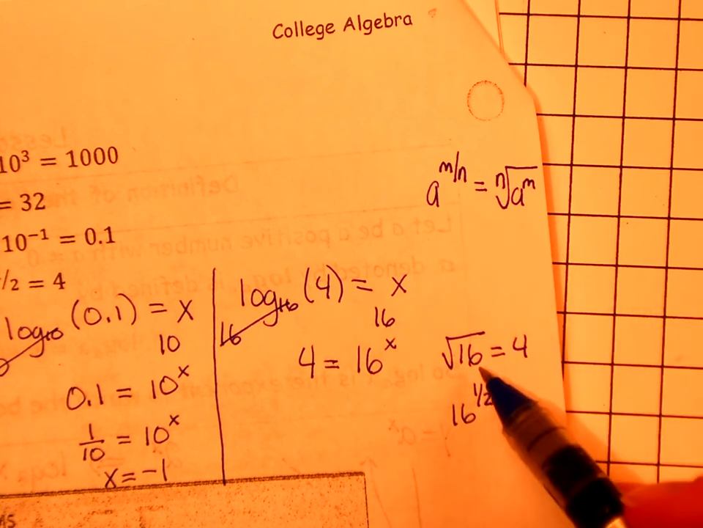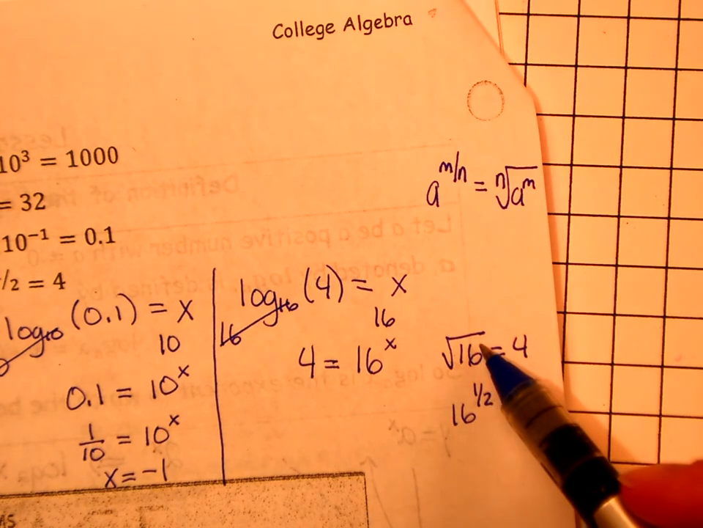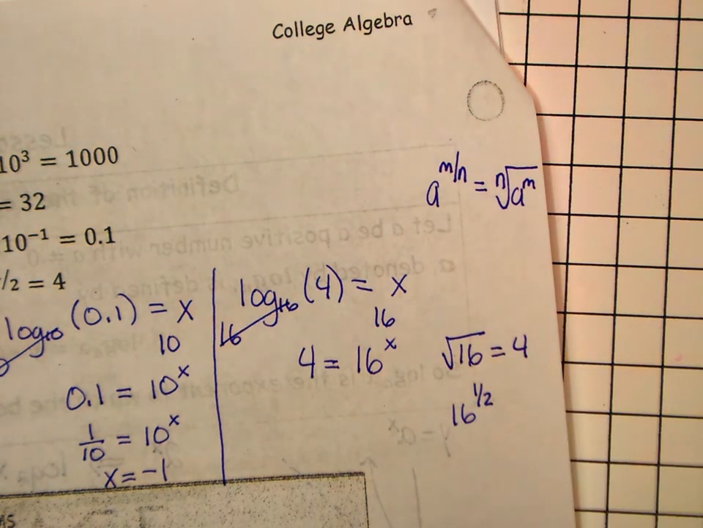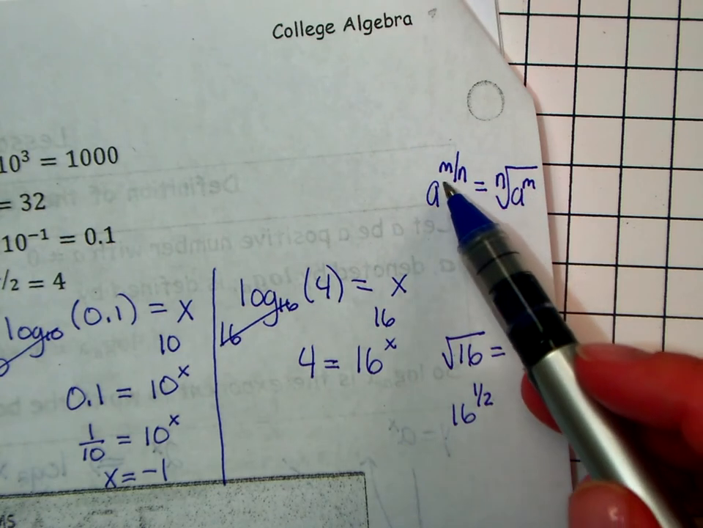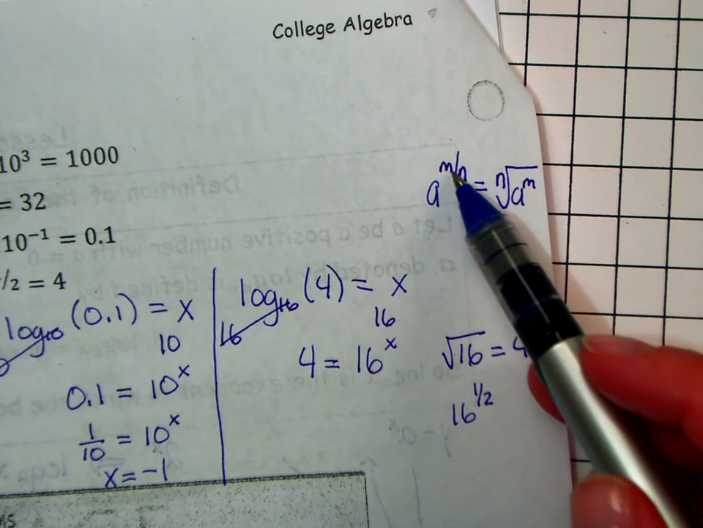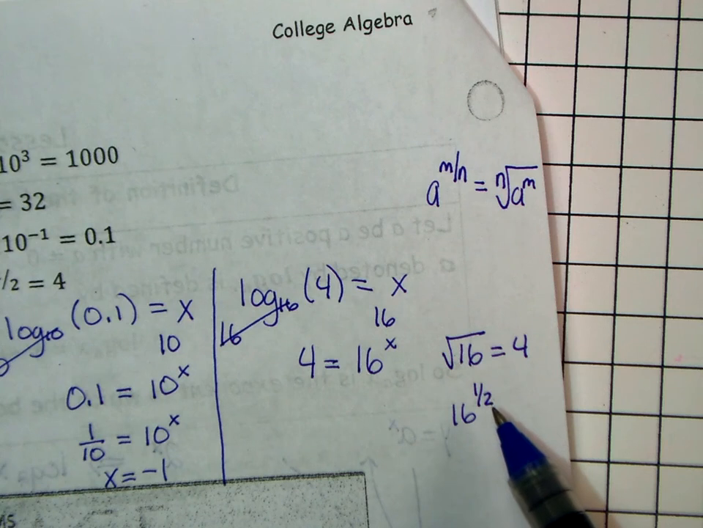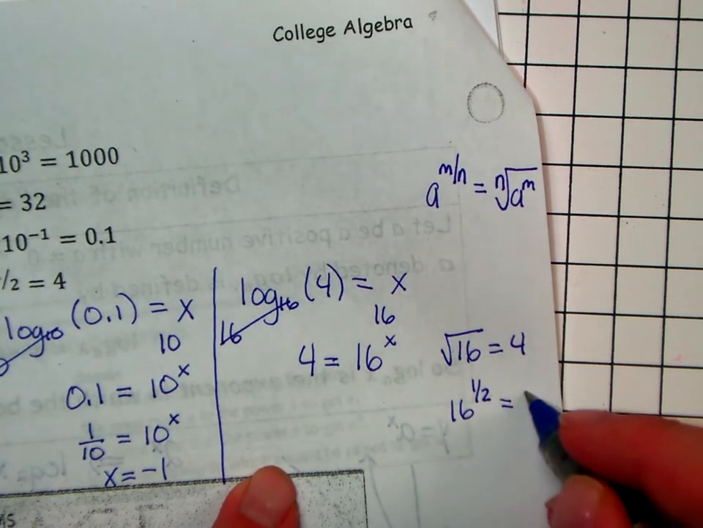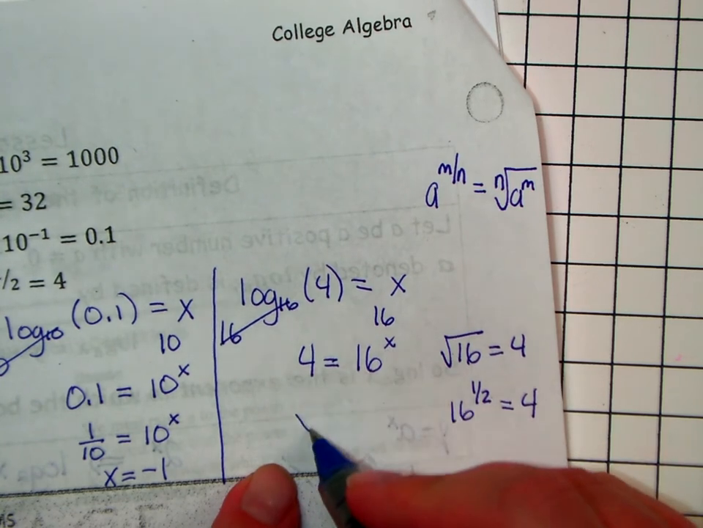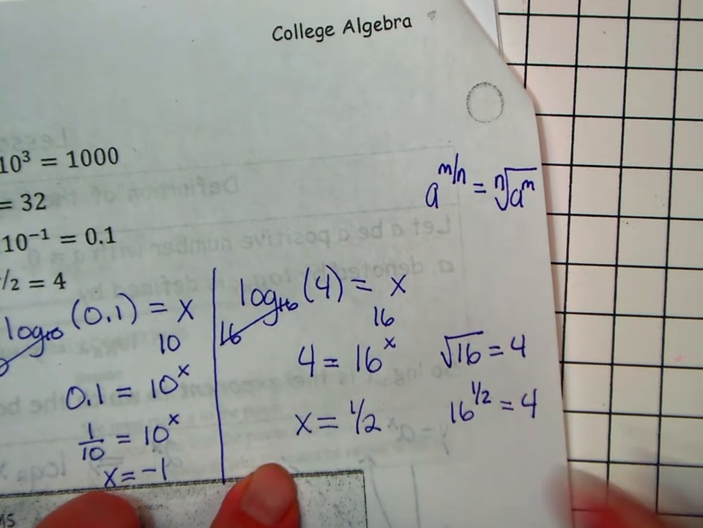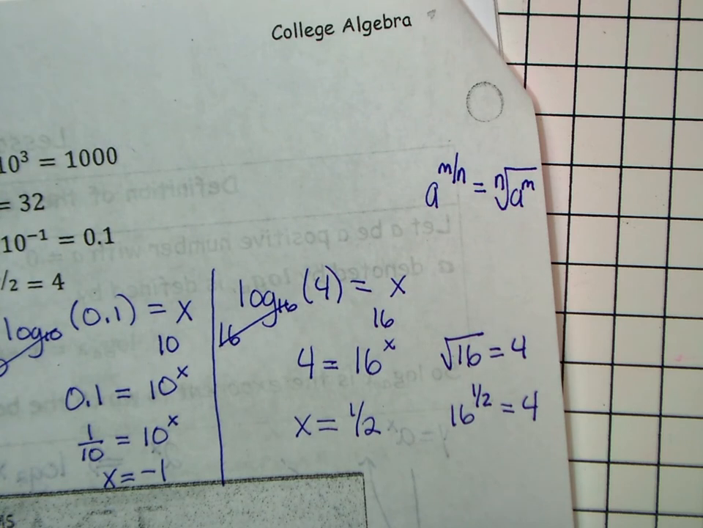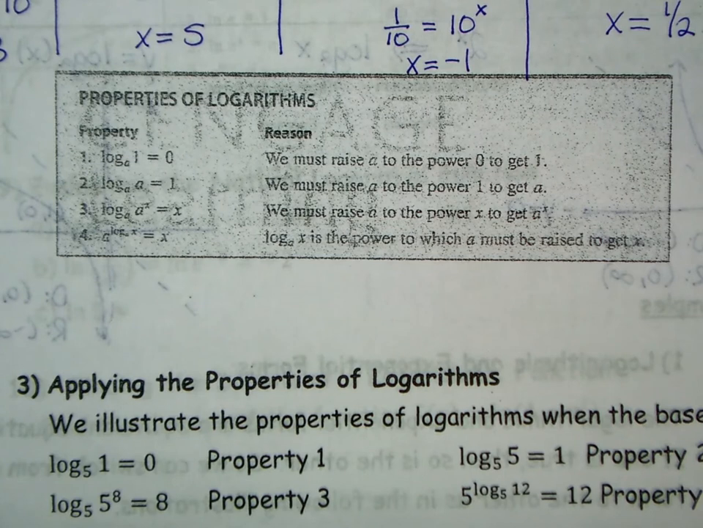And this 16 really has a power of 1. There is no power there, so it's understood to be 1. So in this case, 16 is being raised to the 1 over 2 because the power of 16 is 1, and the square root means we have the second root. So 16 to the 1/2 is 4. That means this x needs to be equal to 1/2. Now we have some properties listed, some special properties of logarithms. It's not necessary to memorize these.